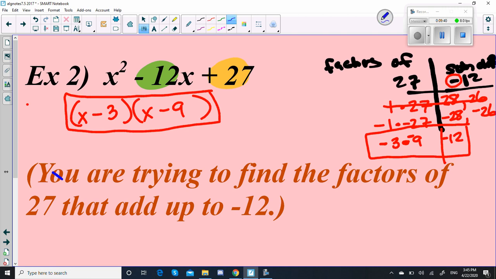So I can do x squared minus 3x minus 9x plus 27. And if I add the middle, I get exactly what I started with in the front. Now the FOILing's not necessary, only if you want to check it. Okay, the answer is what you factored. It's that right there. That's the factored form of what we just did.